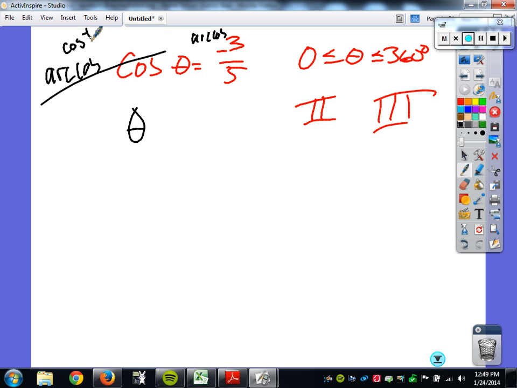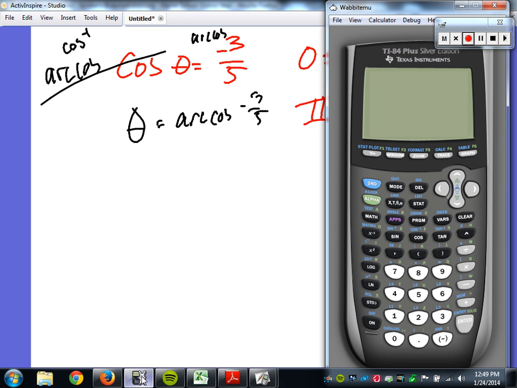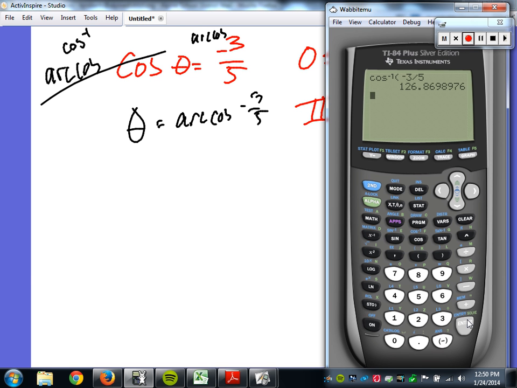Okay? So then, we have theta is the arc cosine of negative 3/5. What mode should you be in? You need to be in degree mode because we're looking for degrees. Okay, so then I go arc cosine. To me, that's how I call that as an arc cosine. When I was in math, we never used that symbol because we didn't want to get it confused. Okay, arc cosine of negative 3 divided by 5. 126.87 will go, okay? Everybody understand that?